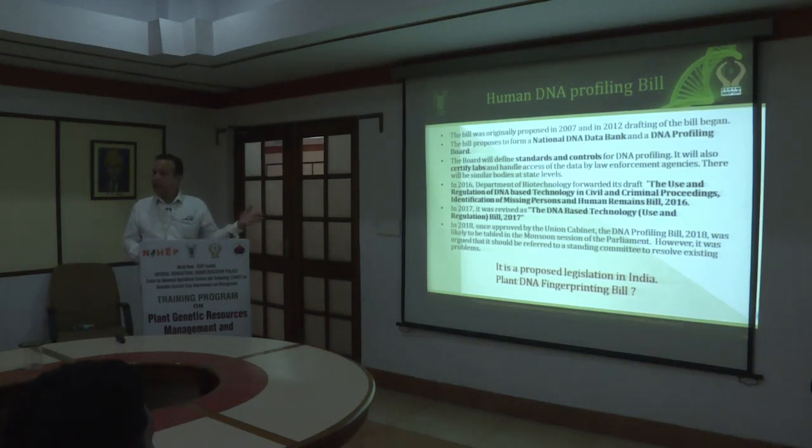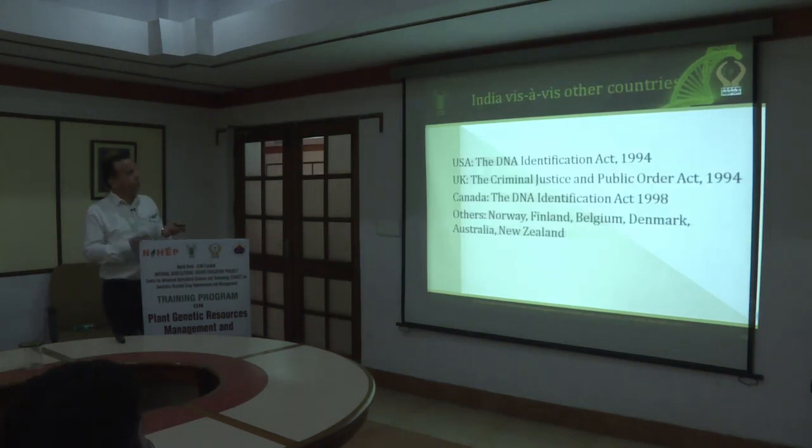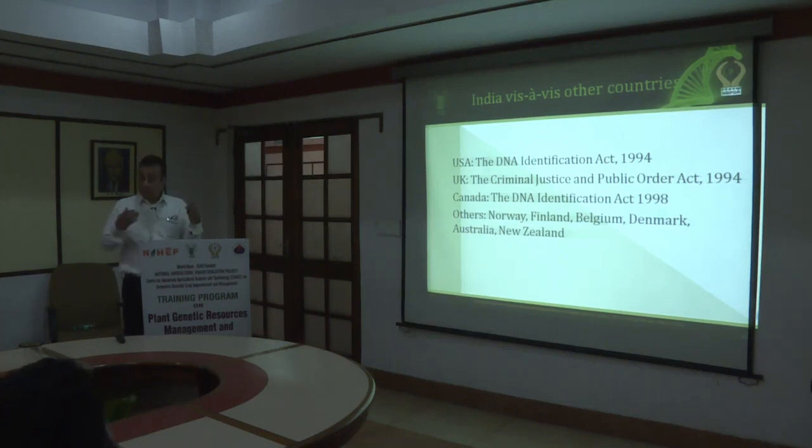So you can just imagine what the status of a plant DNA fingerprinting bill would be, because science and technology is so much more advanced in humans, and we are still talking about a profiling bill. It will take, I think, a lot of time yet. Many other countries, for example the USA, have the DNA Identification Act 1994. Other countries, the UK, Norway, Finland, Belgium, have a well-defined system in place for human identification. And we are just contemplating these things for humans at the moment. So it is a long journey for us.